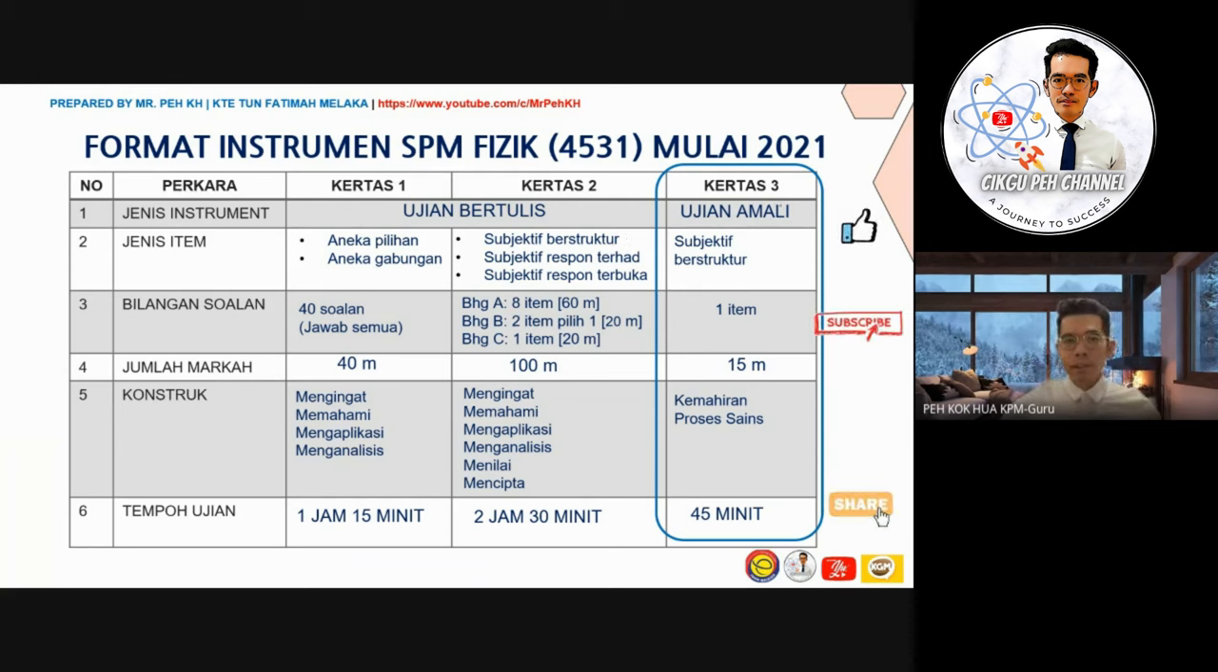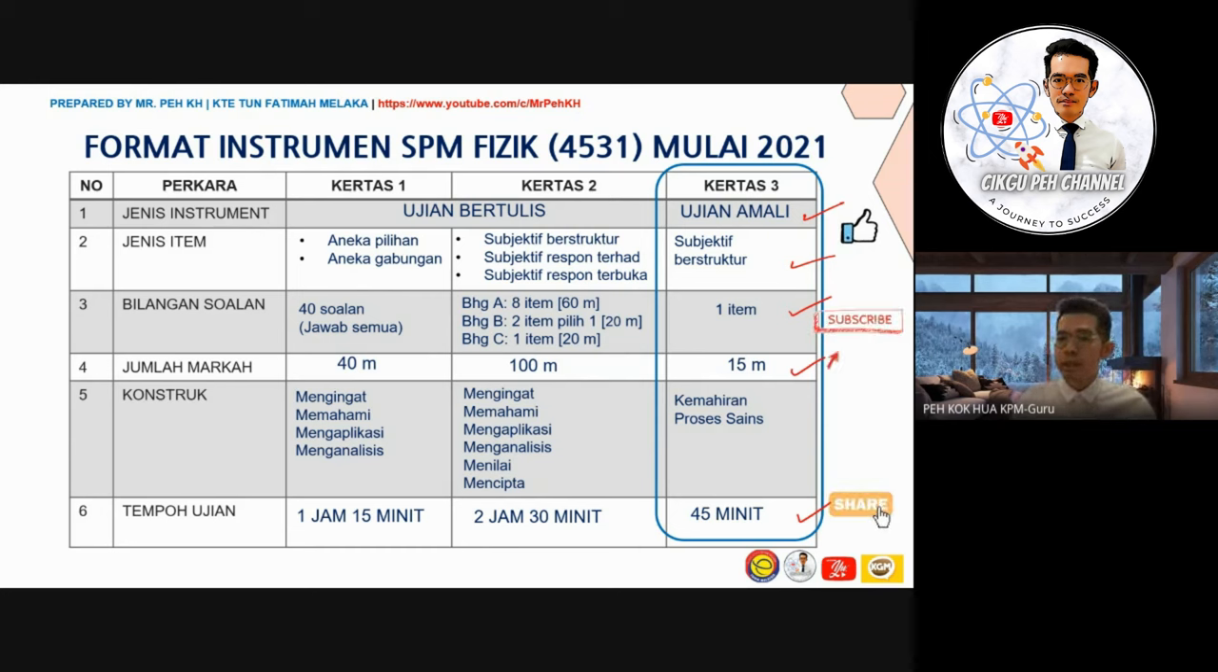Okay, so basically the type of instrument for Paper 3 will be Amali. So that means you need to conduct an experiment, get the result from the experiment, and answer the questions listed in Paper 3. All the questions here will be subjective, and there will be only one question for the subject Physics and also the other pure science subjects. The total mark for this paper will be 15 marks, and the duration for the test will be about 45 minutes. So these are the changes in the way Paper 3 is conducted during the SPM.